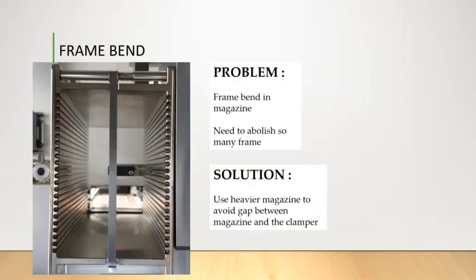And the problem here, as you can see, is that the frame tends to bend in the magazine, so they need to discard many frames if there is some bending on the machine. So the solution is to use a heavier magazine to avoid the gap between the magazine and the clamper.